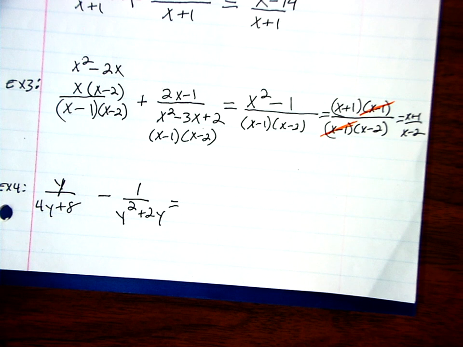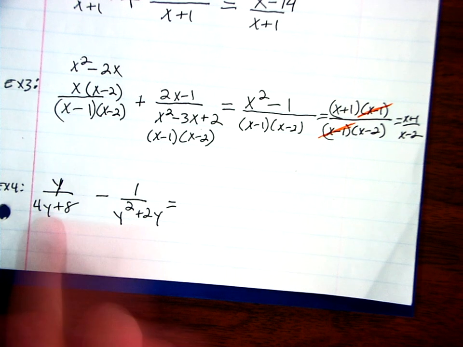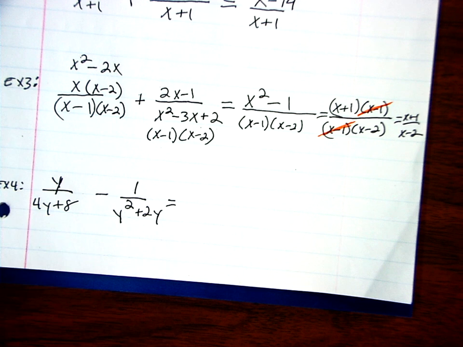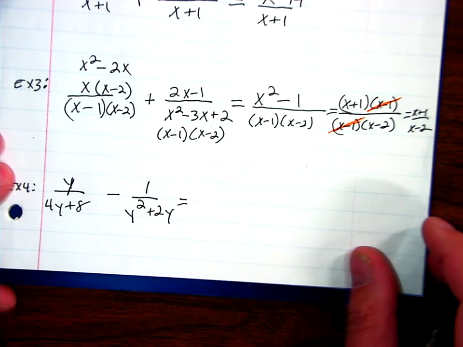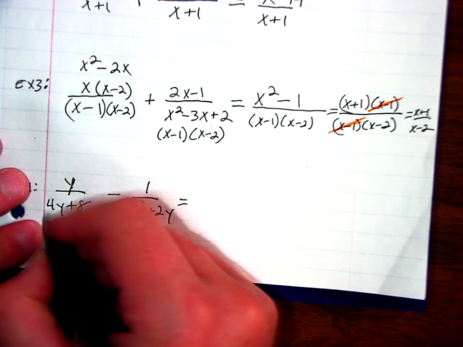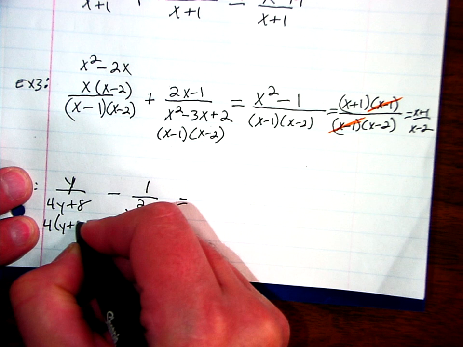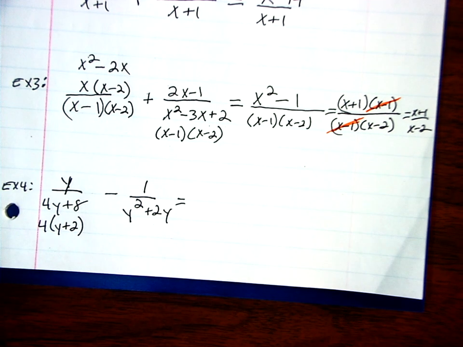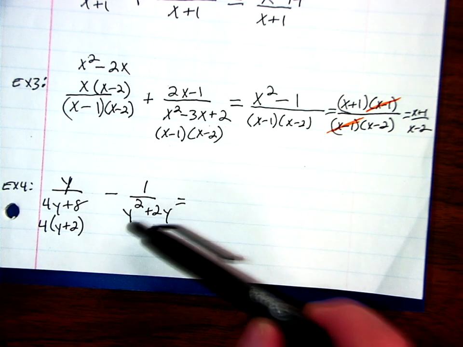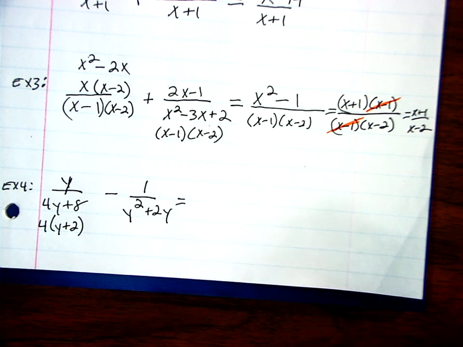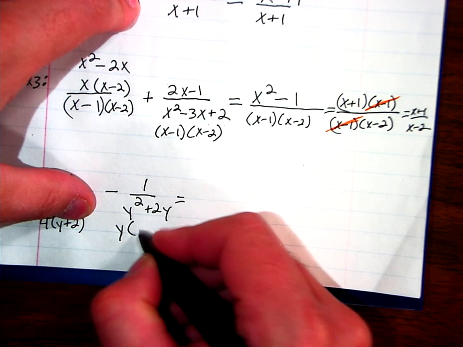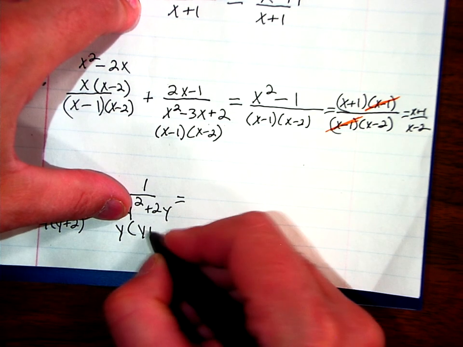All right, well on the other ones, it was pretty easy to find the common denominator. This one, not so much. So what I'm going to do is factor both bottoms. What can I factor out of 4y and 8? Bigger? 4. So I can factor this out as a 4 and a y plus 2, correct? How about here? Can I factor anything out of here? I can factor a y out. You are correct. And then that gives me y plus 2.